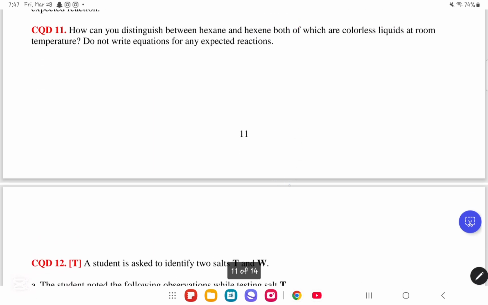We move on to CQD number 11. And CQD number 11, they said, how can you distinguish between hexane and hexene, both of which are colorless liquids at room temperature? Okay, this is very important. Hexane and hexene. First of all, hexane, it is what? It is an alkane. Hexene, it is an alkene.